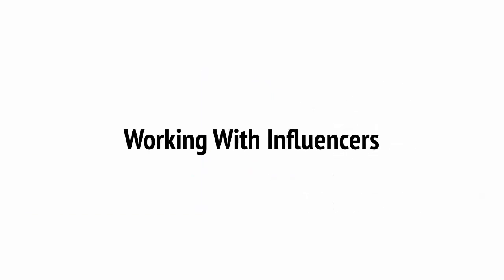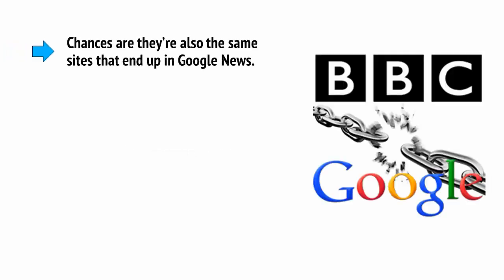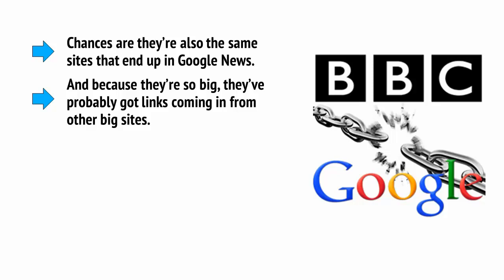Chances are that you already know what the biggest sites in your niche are. These are the sites that are household names and that everyone goes to when they want information on your subject. Chances are they're also the same sites that end up in Google News. And because they're so big, they've probably got links coming in from other big sites.